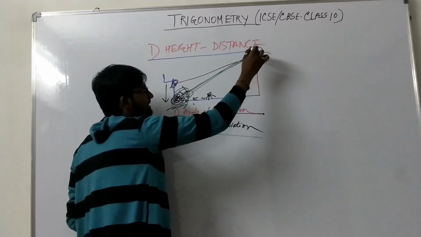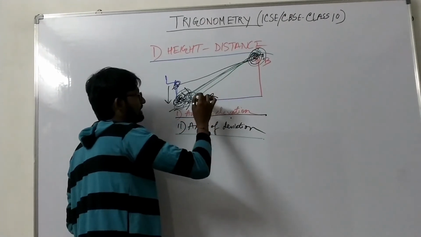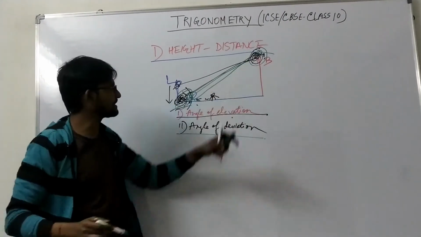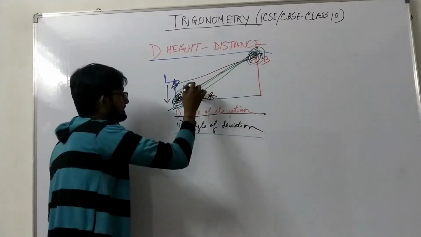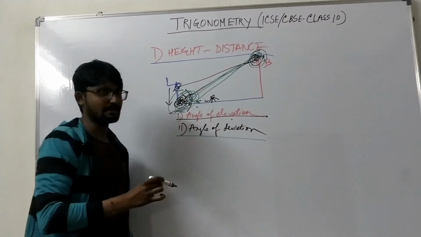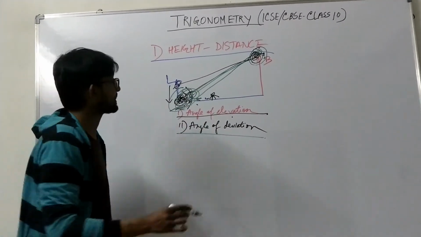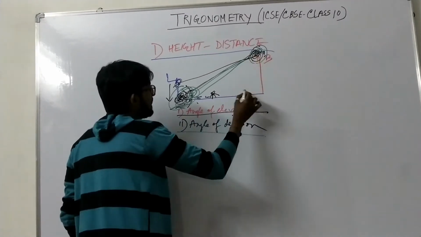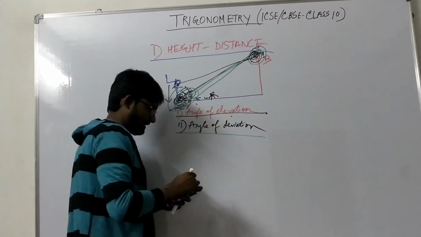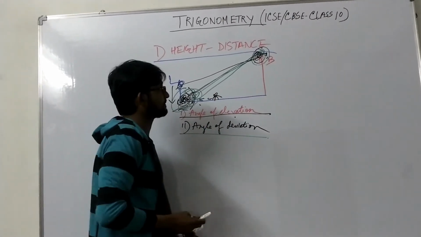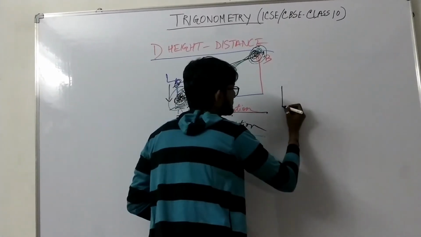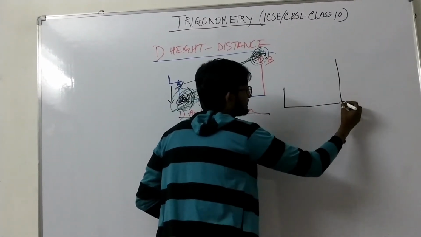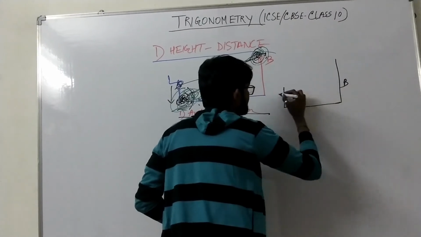So now from here, somebody is seeing over here. So from the top position, that guy is viewing the lower position. So that is the angle of deviation. So for this diagram, I will draw another fresh one. So this is the lamppost, this is the building.